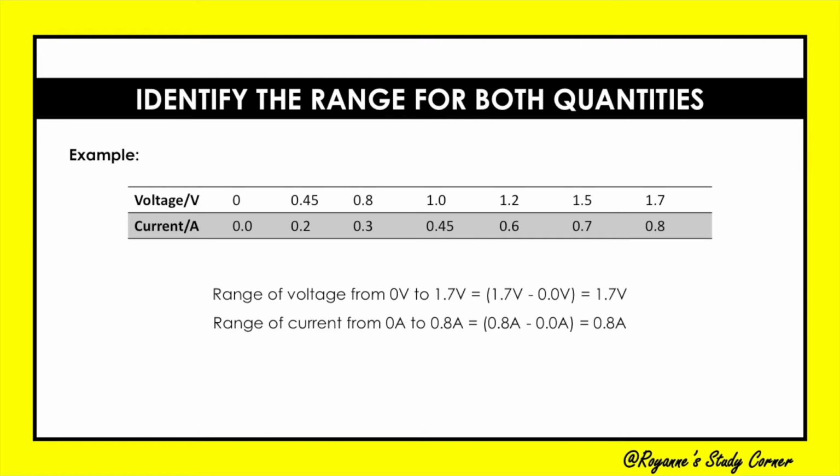Now if you think about how a graph page is, it's a rectangle. We have a long side and a short side. So it makes sense to put the larger range on the longer side of the paper, just so that you have more space on that particular side of the paper. So our values are here on this table. We have 0 and 0, 0.45 and 0.2, 0.8 and 0.3, 1.0 and 0.45, 1.2 and 0.6, 1.5 and 0.7, and 1.7 and 0.8.